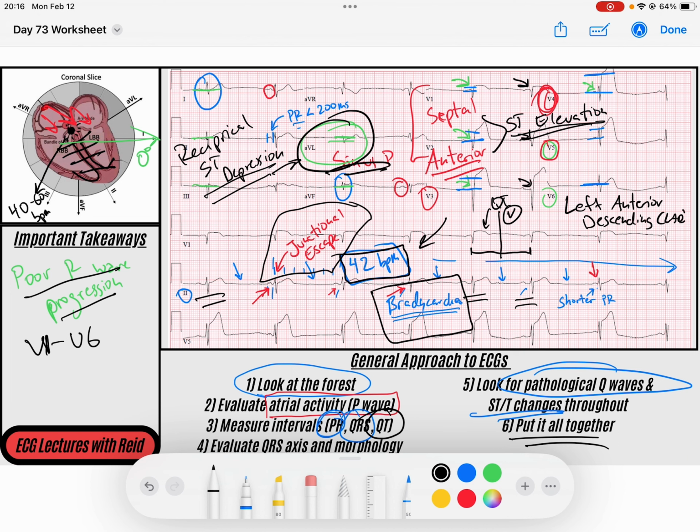So, hope this helps for you all. And this was definitely a tricky one with the weird PR interval changes that we need to explain. And this severe bradycardia, this person probably has a pretty damaged myocardium.